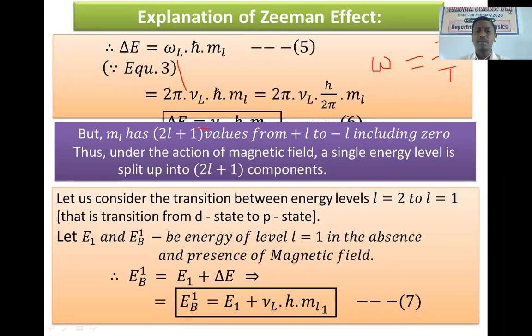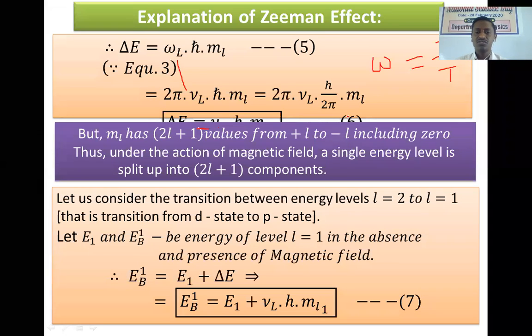Under the action of a magnetic field, we can say that a single energy level is split up into twice L plus 1 components, twice L plus 1 total components, and the number of components which are split depends upon the value of L, that is, depends upon the position of the electron in a particular orbital, because the value of L denotes the type of orbital, that is s orbital, p orbital, d orbital, f orbital, and so on.